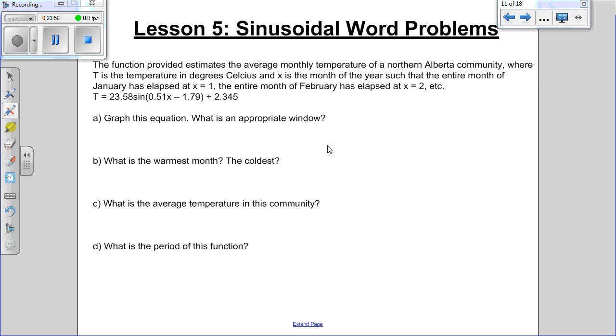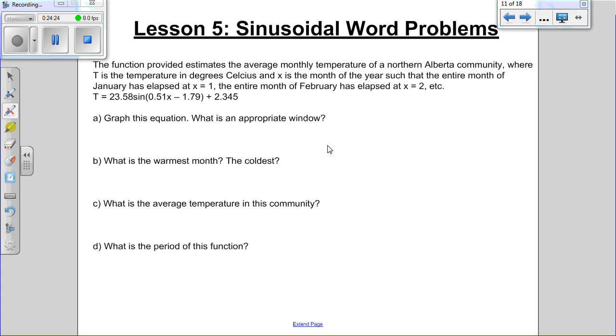So if we were to read this one, it says the function provided estimates the average monthly temperature of a northern Alberta community, where T is the temperature in degrees Celsius and X is the month of the year, such that the entire month of January has elapsed at X equals 1. The entire month of February has elapsed at X equals 2, so on and so forth. So March would be 3, April would be 4, and so on and so forth.